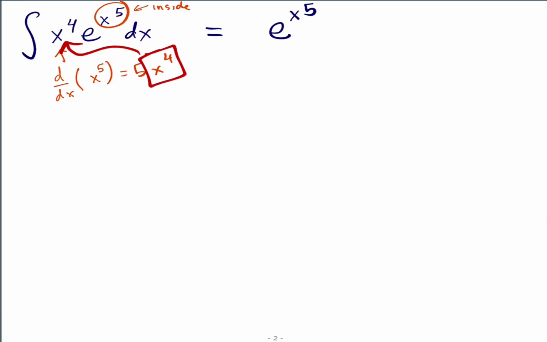x, it's just itself, right? And then, well, we're going to need a plus c, right? And this is almost correct. Almost, almost, almost. What are we missing? Times what? Times 1/5, right? We're going to need a 1/5 to balance out this extra 5 that we're going to get.